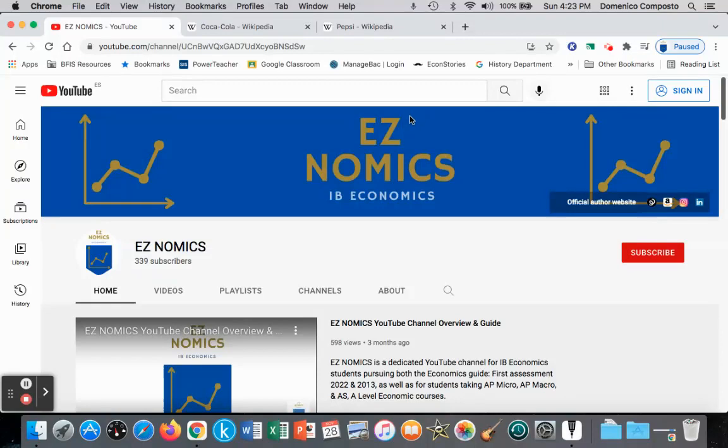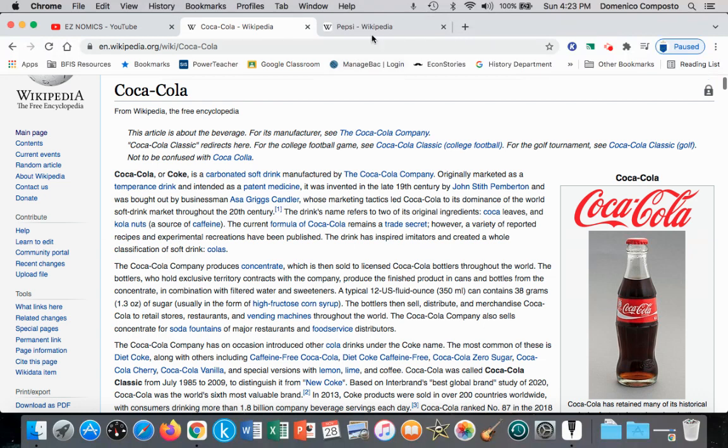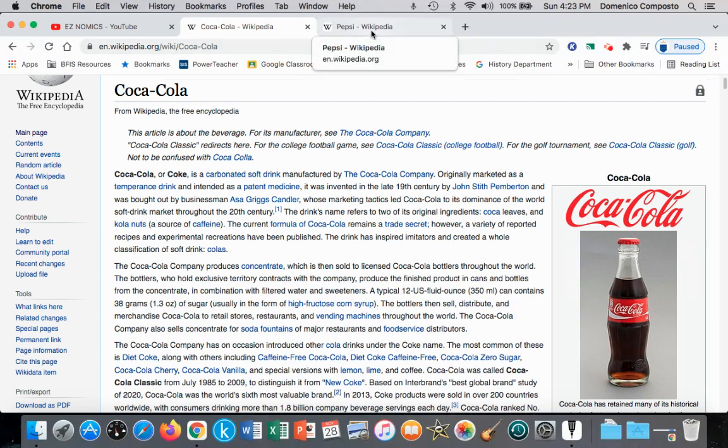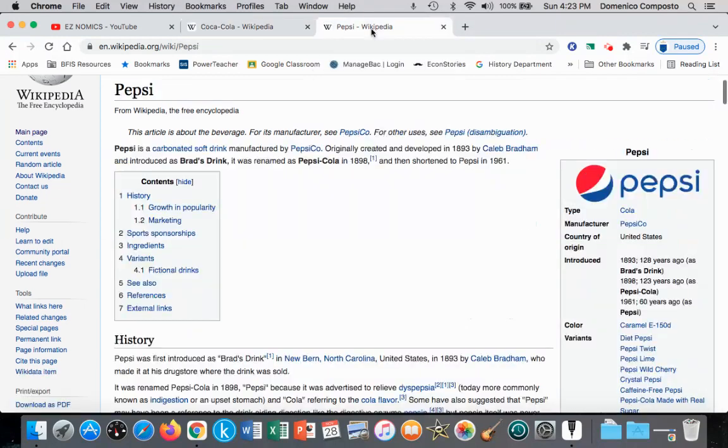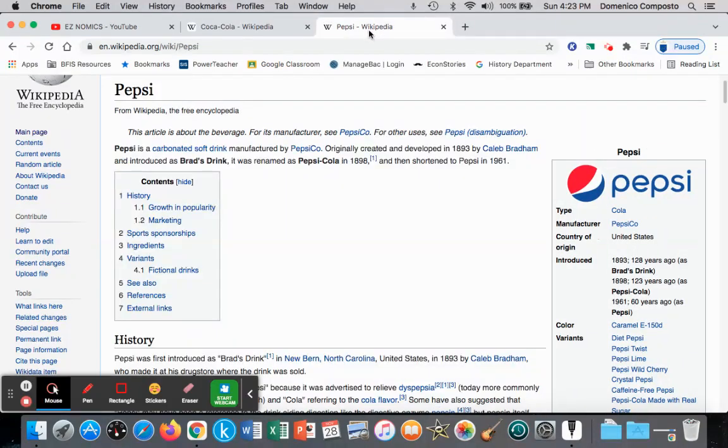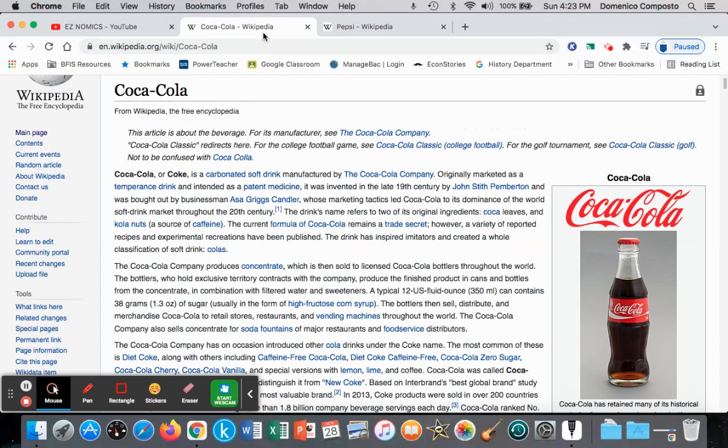In this case, we're going to be looking at an elastic demand curve, and our applied example will be Coca Cola. We know that Coca Cola has close substitutes, their largest competitor being Pepsi, so we would expect that their demand curve would be relatively elastic or very elastic.